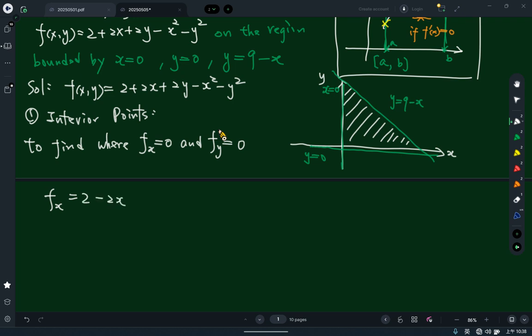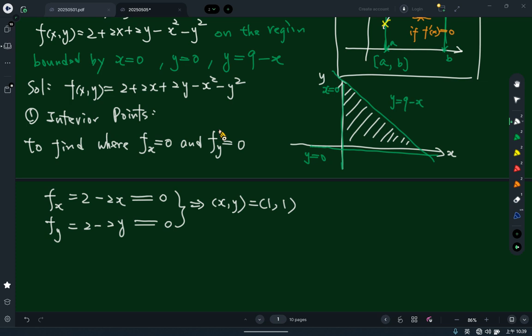I believe you can do that yourself, right? 2 comes from 2x. Minus 2x comes from negative x squared. So when we calculate its first partial derivative with respect to x, it will be 2 minus 2x. Then partial f partial y is also similar. So if we let these become 0, then we can get x and y equal to 1, 1, right?